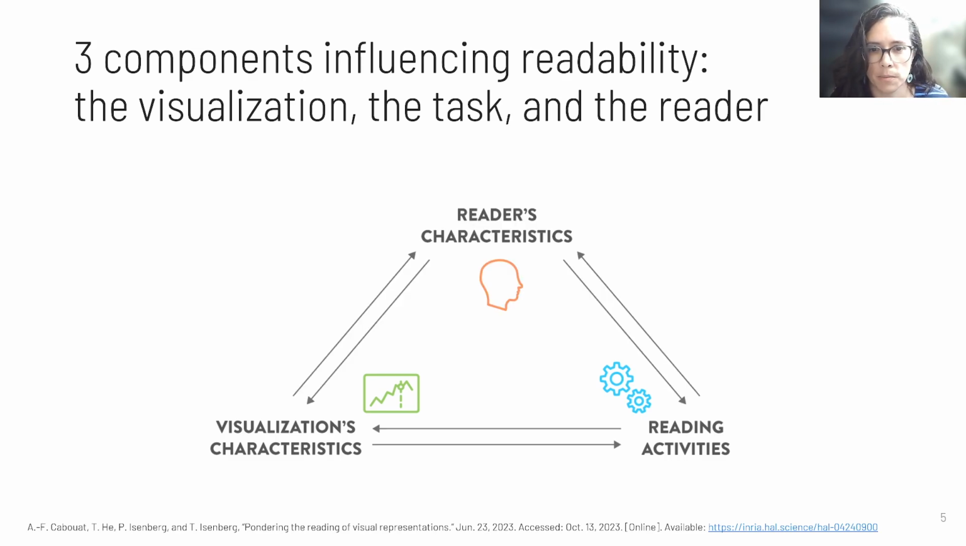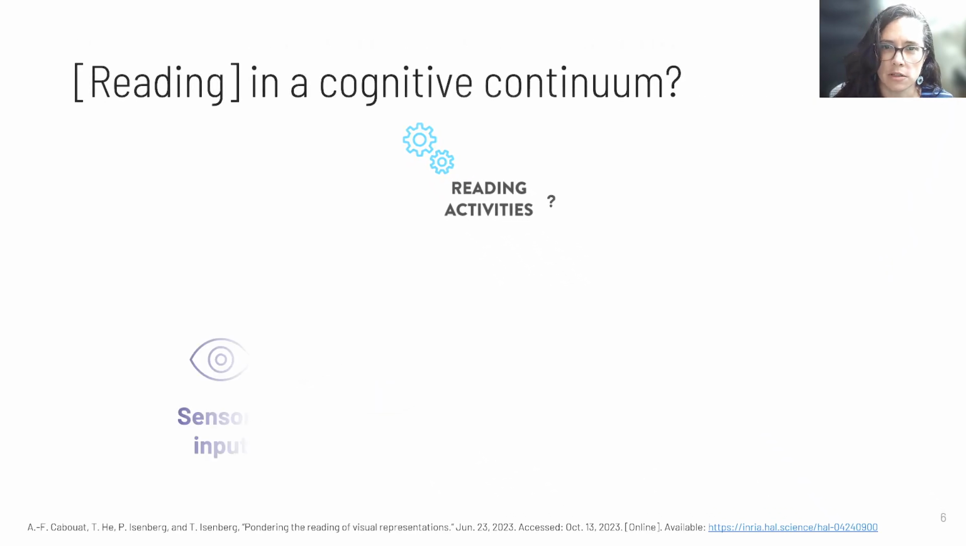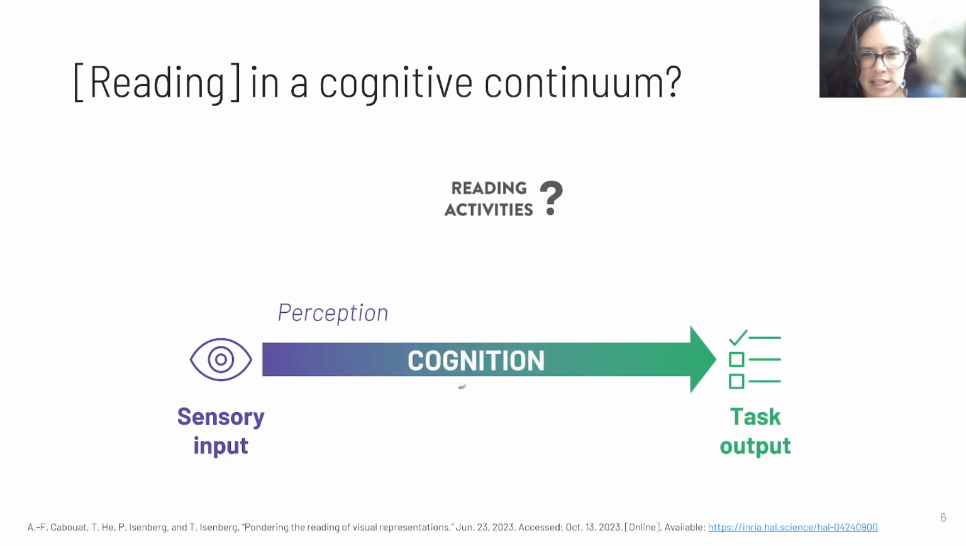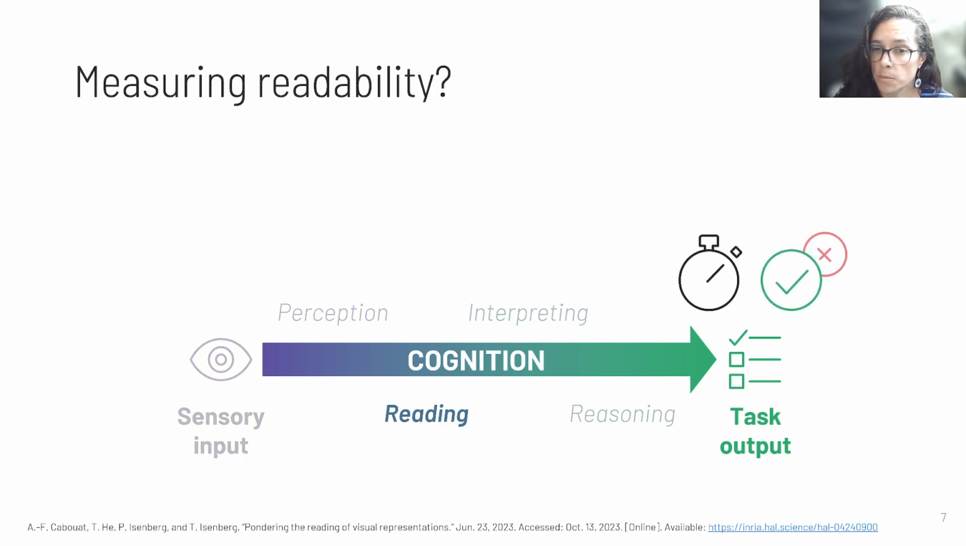This intrinsic complexity makes the concept of readability difficult to define precisely, not to mention the difficulty of defining boundaries around what reading activities are within a continuum of cognitive activities. So how can we measure readability in such a fuzzy context? A common approach is to use performance metrics such as time and error.